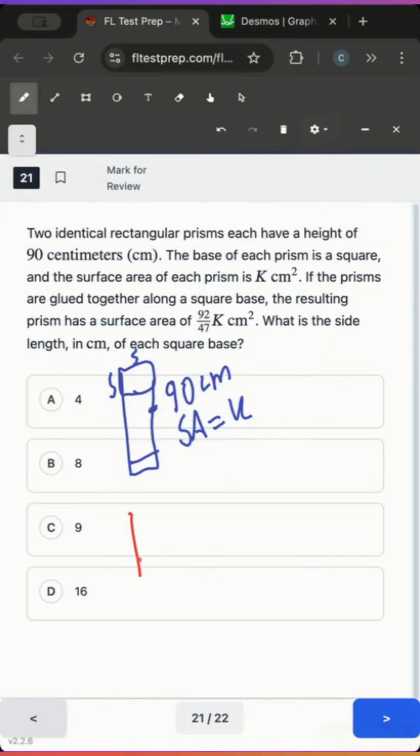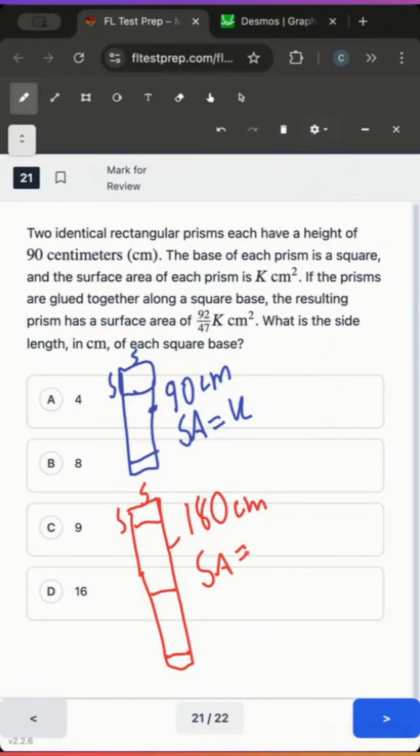Let me switch to red for my second one. I also have this other one. It also has a square top, and it's 2 of them glued together, so it's going to be like this. I know the base is going to be the same, 2 sides of the same square, but guess what the height is? If it's 2 of them stuck together, the height is going to be 180, 2 times 90. So the height is 180 centimeters. And they told me that the surface area is going to be 92/47 of K.